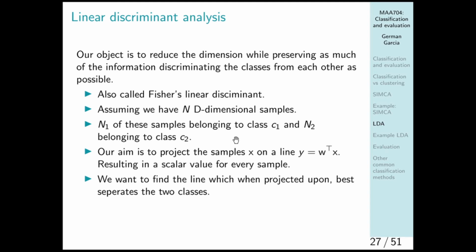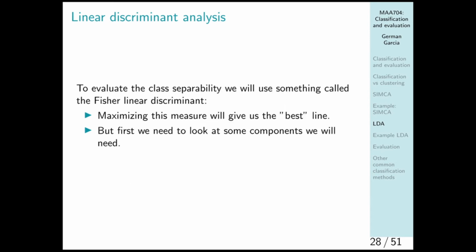Our aim is to project the samples x on a line, resulting in a scalar value for every sample. So the idea here is that elements in the same class will be smashed into the line and get close to each other, and of course, far away from other classes. In order to evaluate class separability, we're going to use something called the Fisher linear discriminant. It's a function, a measure, that when maximized will give us the best line.